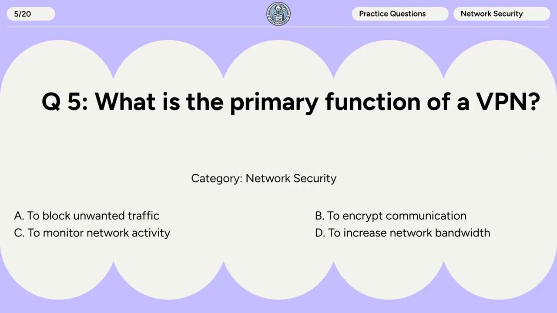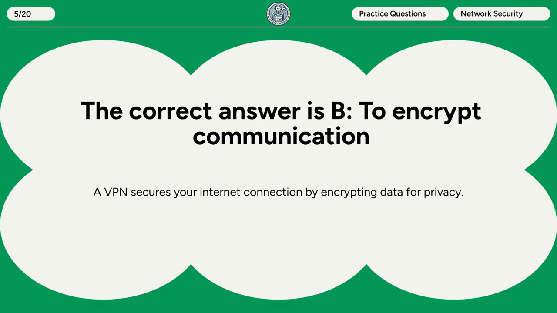Question 5. What is the primary function of a VPN? A. To block unwanted traffic. B. To encrypt communication. C. To monitor network activity. D. To increase network bandwidth. The correct answer is B. To encrypt communication. A VPN secures your internet connection by encrypting data for privacy.